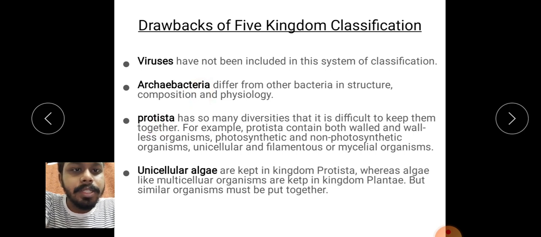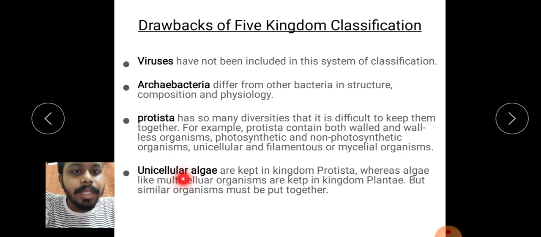Another is Protista. Protista has so much diversity that it is difficult to keep them together. For example, Protista contain both walled and wall-less organisms, photosynthetic and non-photosynthetic organisms, unicellular and filamentous or mycelial organisms. So they have very many varieties in their own group. So this is a disadvantage.